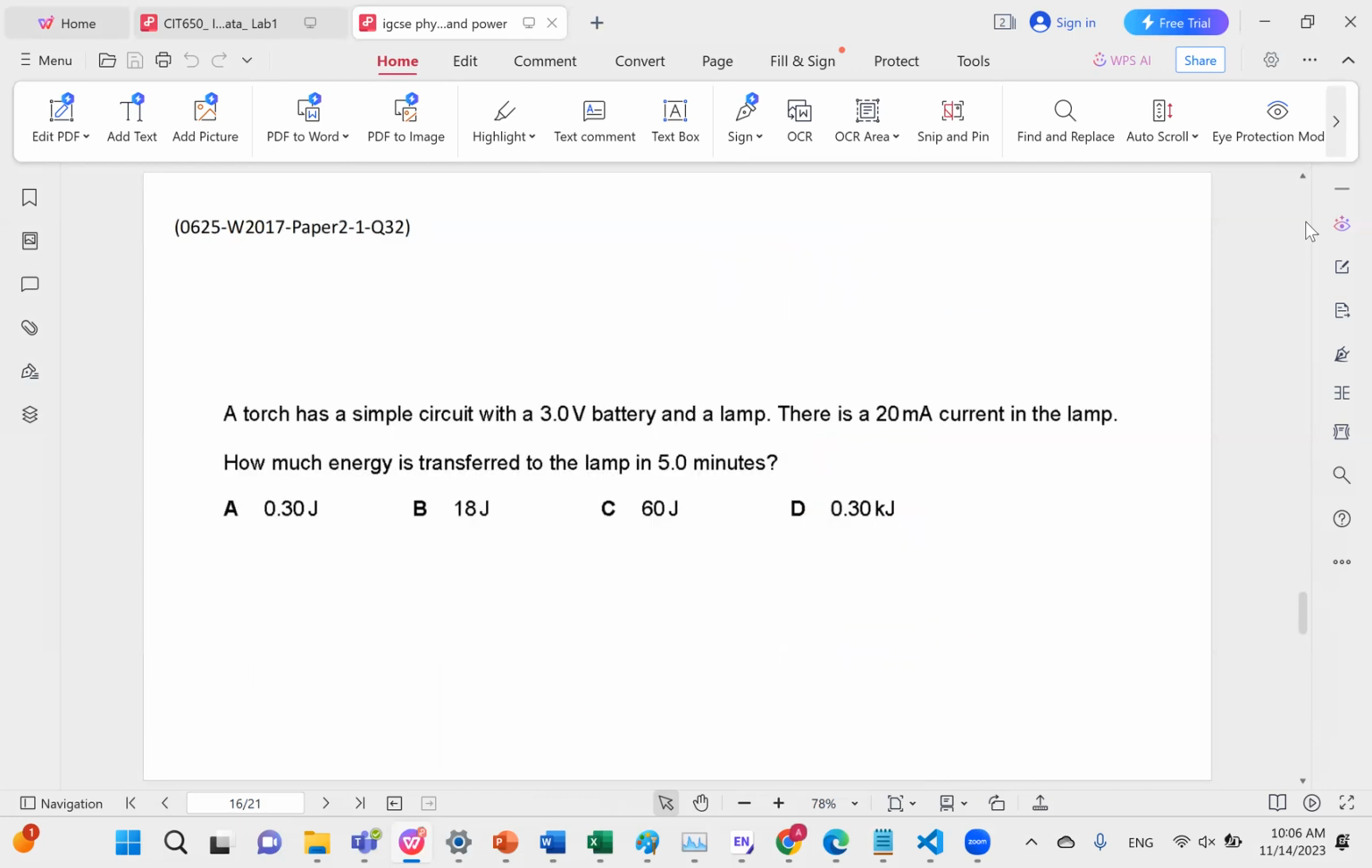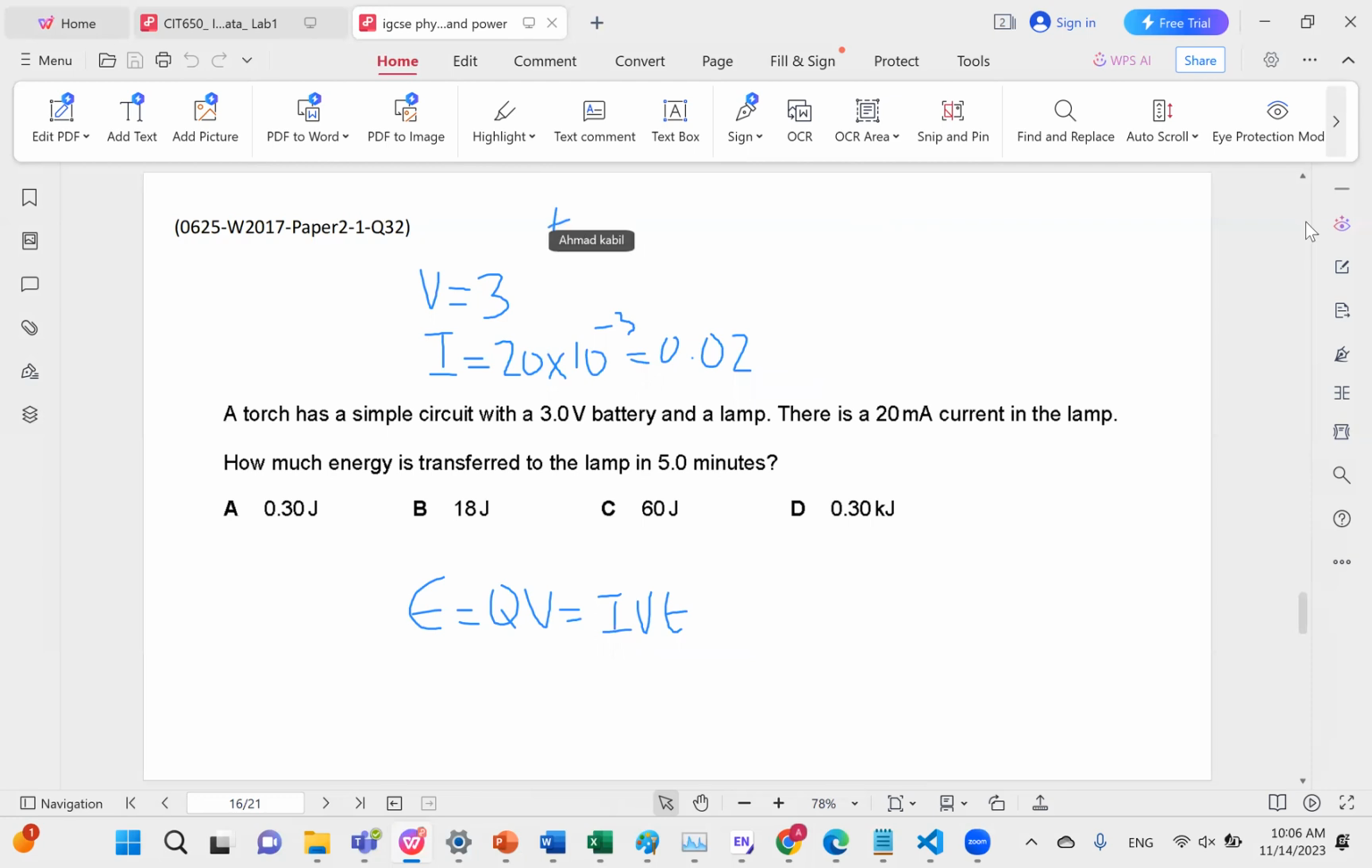A torch has a simple circuit with a 3-volt battery and a lamp. There is a 20 milliampere current in the lamp. How much energy is transferred in 5 minutes? Energy is equal to QV equal to IVT. V here is equal to 3. I is equal to 20 milliamperes. So I need to multiply here by 10 to the power of negative 3. And this gives me 0.02 amperes.